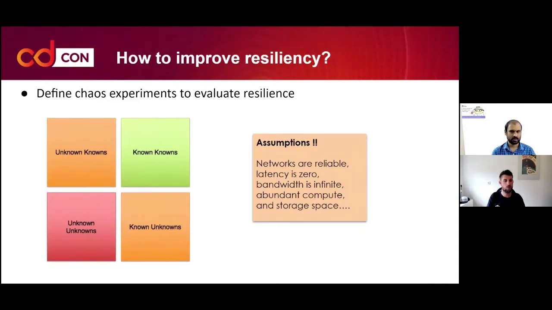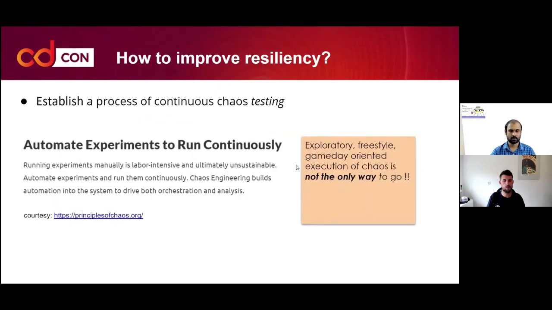You might have built your applications assuming certain qualities of your deployment environment. You might assume the network is always reliable, the latency is zero, you have infinite bandwidth, there's abundant compute and storage resources, but that might not be true. So you need to verify, and you need to verify continuously, because with the cloud native model of building, shipping, and deploying applications, you're making changes to your deployment environment continuously. You're running pipelines, you're using GitOps tools to apply the changes to your production.